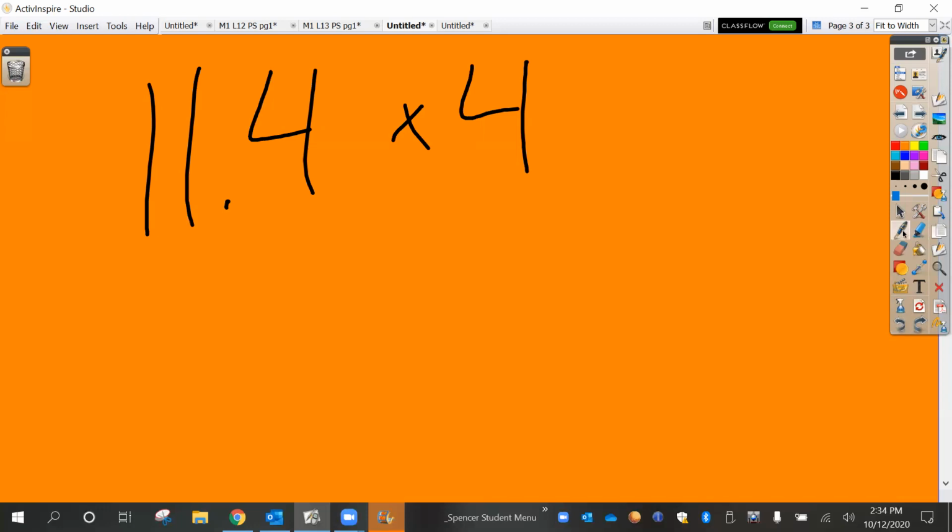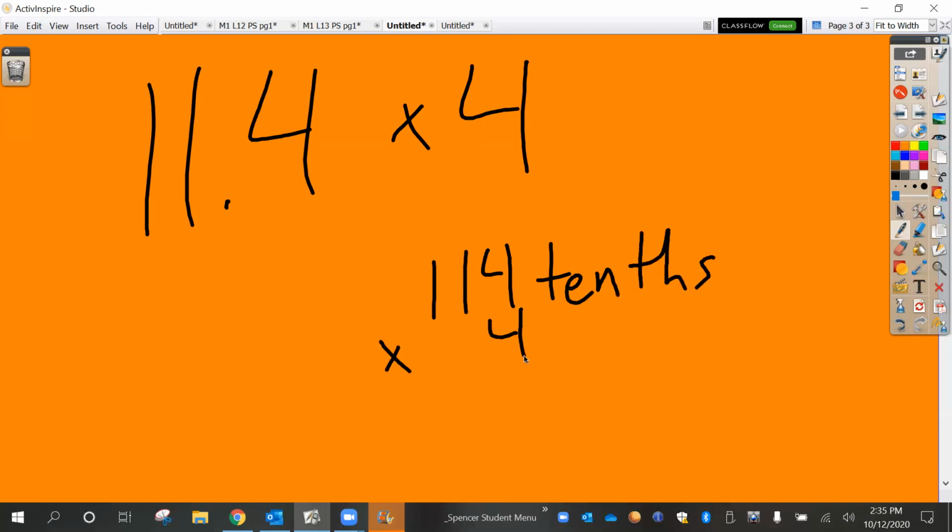Okay. So let's decompose this down to the tenths. So we'll have 114 tenths. And we're going to multiply this by 4. Remember, the unit's going to end up coming down at the end. So I'm just going to represent that down here right now. And let's go ahead and multiply.